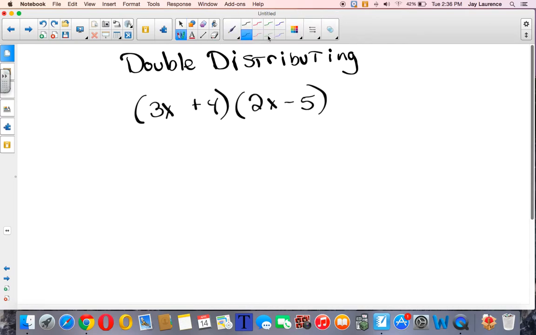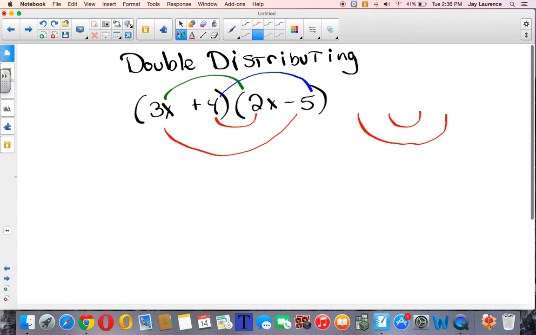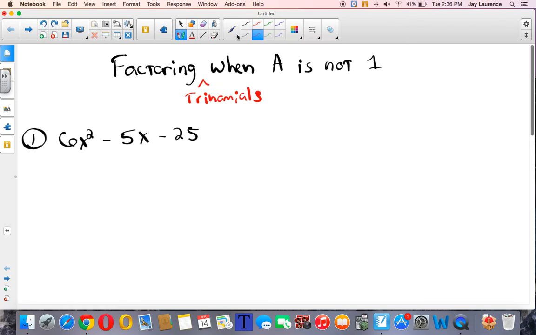When you double distribute, you might go 3x times 2x, and then do 3x times negative 5. Then you're going to do 4 times 2x, and 4 times negative 5, right? Well, these two little red half circles or curves are going to be very important in helping me factor properly, and I will show you why in a minute. You're going to see this little partial u here is going to be very helpful.